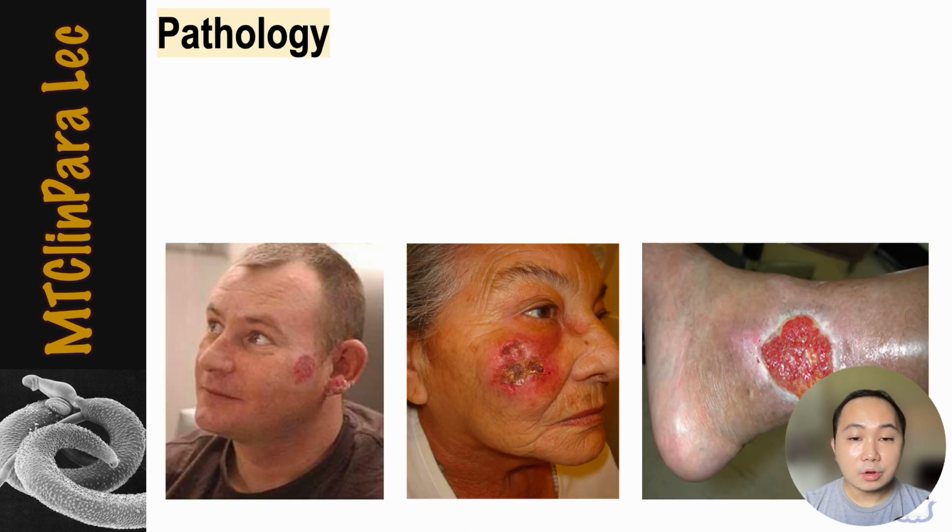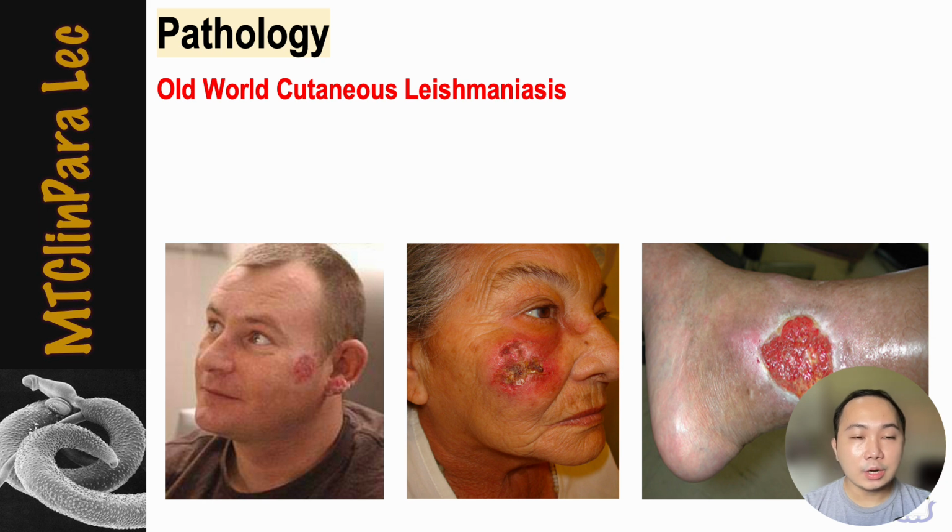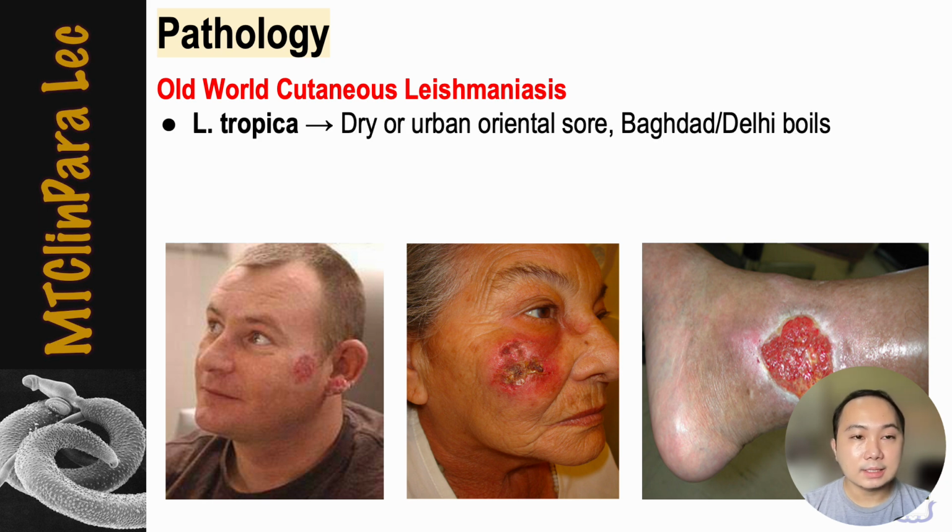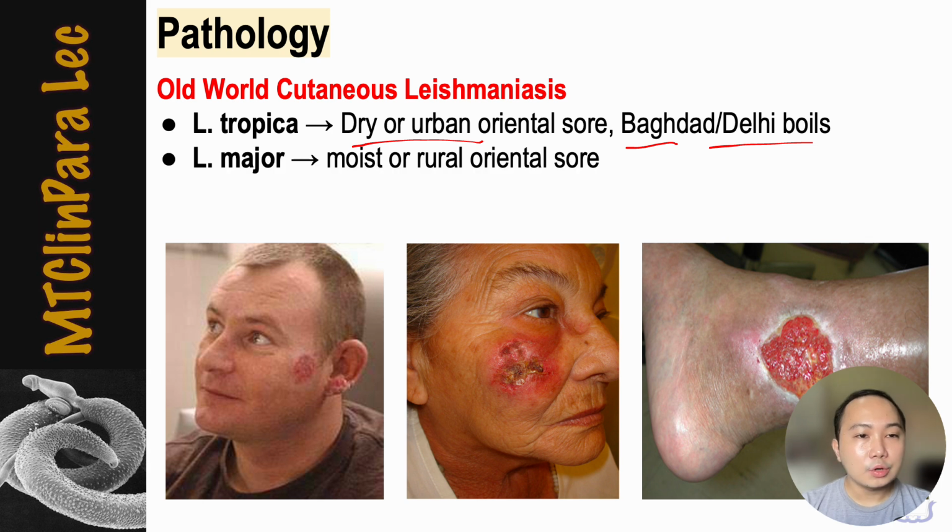So now let's go to the pathology behind our Leishmania tropica complex. So your Leishmania tropica complex is the causative agent for the Old World cutaneous leishmaniasis. So for L. tropica, this is also known as dry or urban oriental sore, Baghdad, and Delhi boils. So all of these have the same clinical manifestation, just like here on this picture, okay? So they only have different names based on the place, okay? So for L. major, this is also known as moist or rural oriental sore.